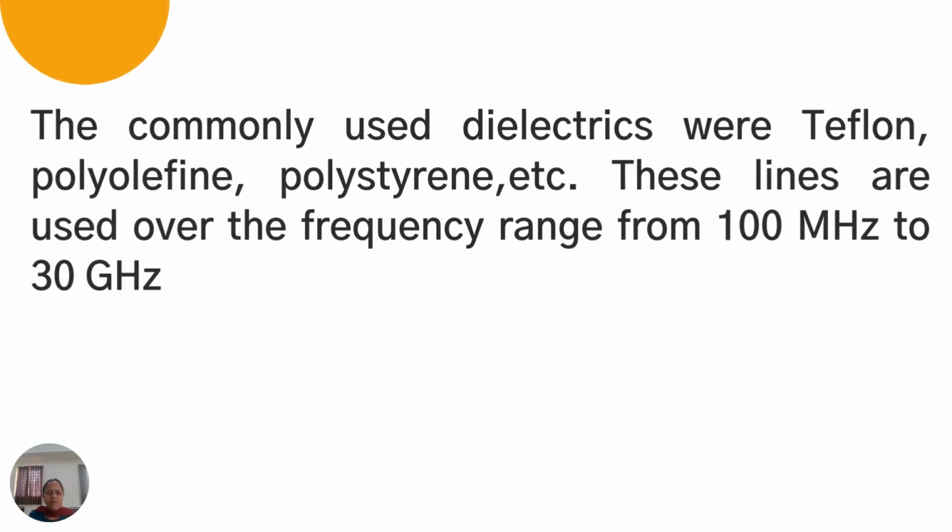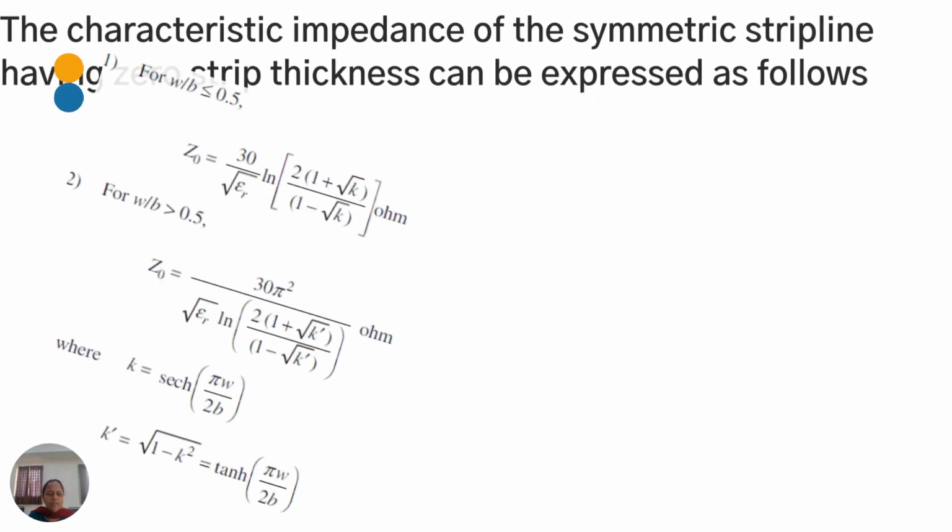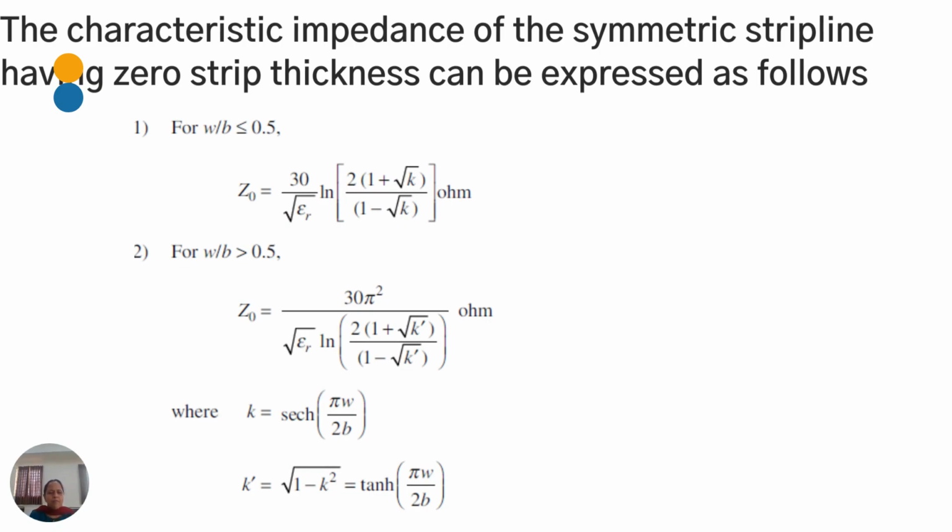Now when we come to the type of dielectrics, what we commonly use is Teflon, polyolefin, polystyrene, etc. These lines are used over the frequency range from 100 megahertz to 30 gigahertz. And then the characteristic impedance of a strip line having zero strip thickness can be expressed using certain formulas. If W by B is less than or equal to 0.5, then I can find the characteristic impedance Z0 using this empirical relation. If W by B is greater than 0.5, then the formula which I follow for Z0 should be different.